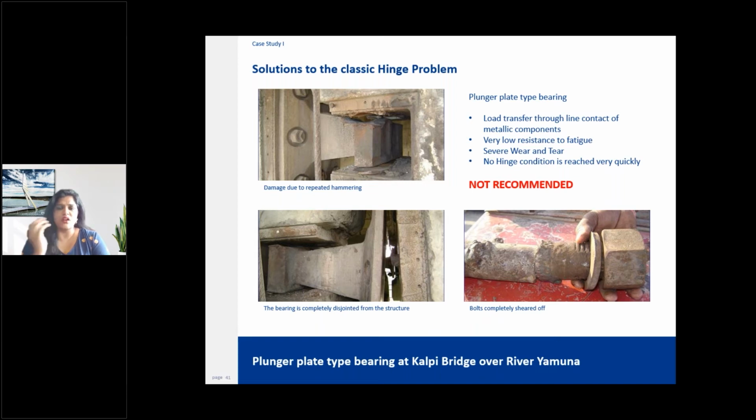These are not pictures which have been taken off the net. These are actual pictures from the Kalpi Bridge over River Yamuna in Uttar Pradesh. So how do we address this problem?